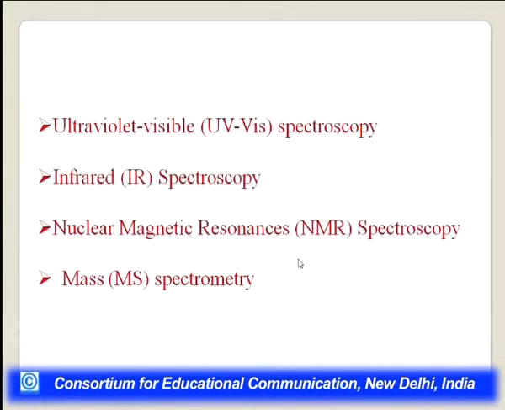Here are the types of spectroscopy. You can see ultraviolet visible spectroscopy, where we use ultraviolet radiations, IR spectroscopy, nuclear magnetic resonance spectroscopy and mass spectroscopy. All these spectroscopies we will discuss in detail in coming lectures of this series, Natural Products and Spectroscopy. In today's lecture, I will discuss IR spectroscopy.